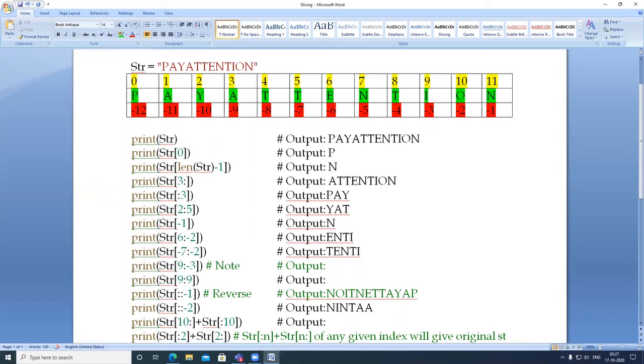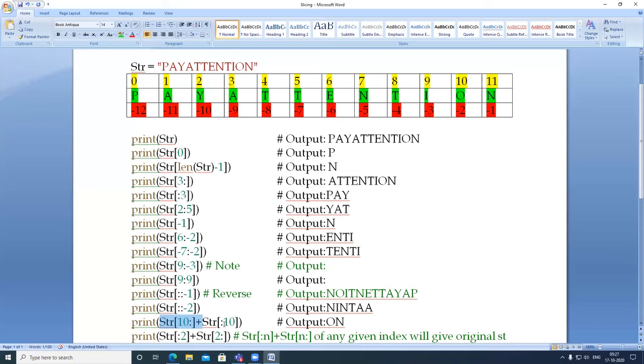Now let us check this example: str of 10 colon plus str of colon 10. When they are given like this, 10 colon starts from 10 till the end. So I will have ON. This would be part of the output. This is the output for str of 10 colon.